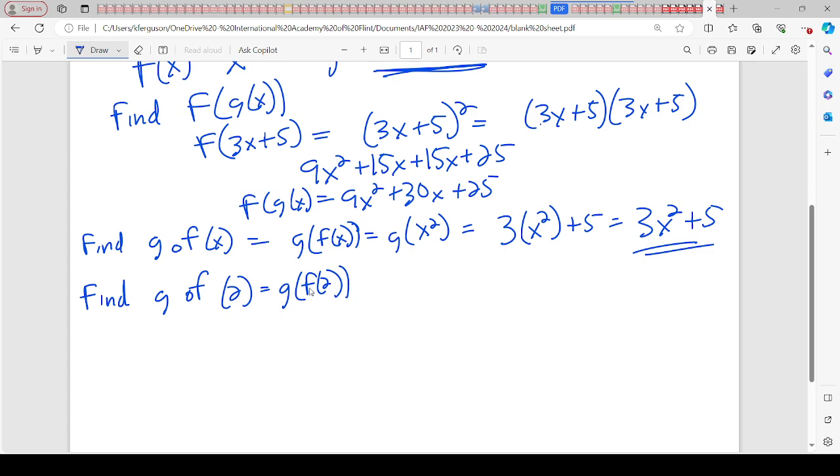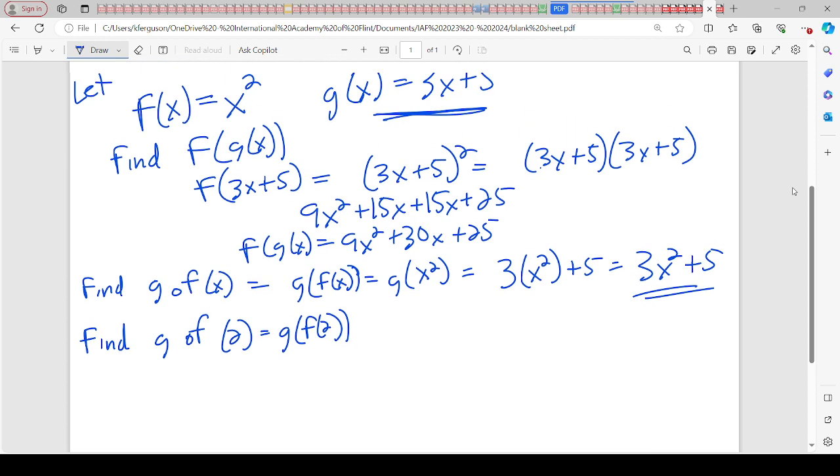So I'm going to look at f of 2. Well, f is x squared. So 2 is going to be 2 squared. So f of 2 is going to be 4.